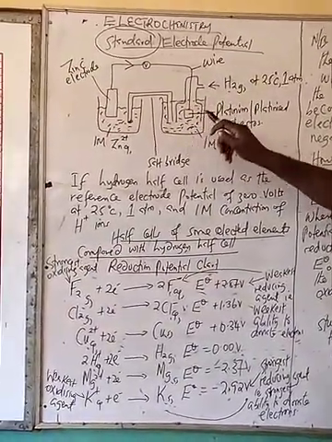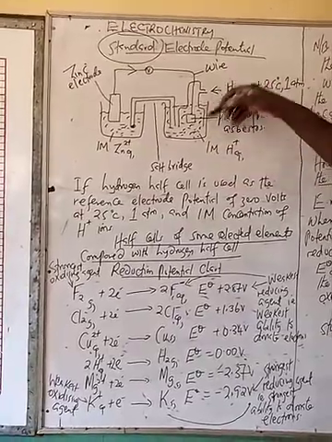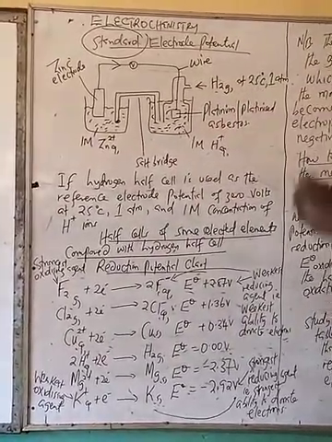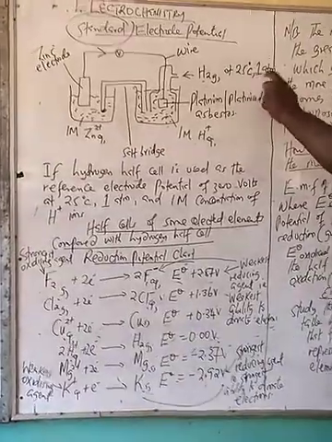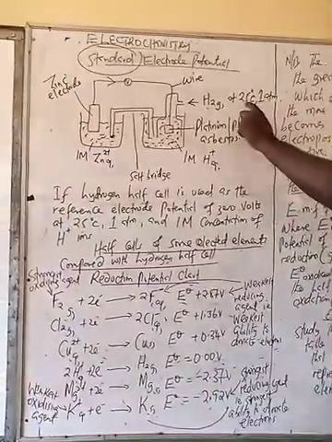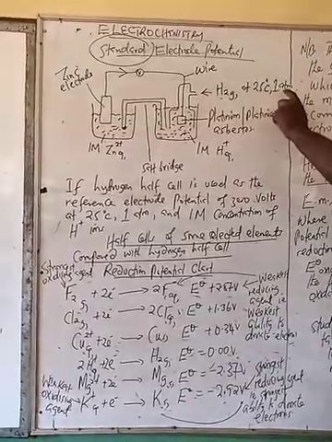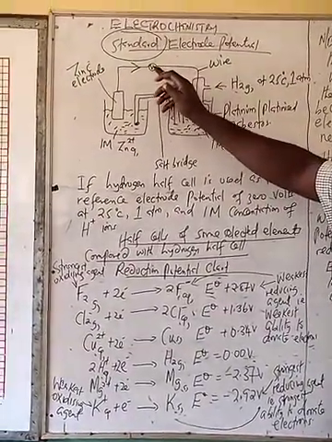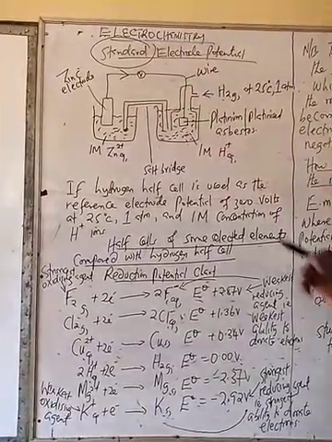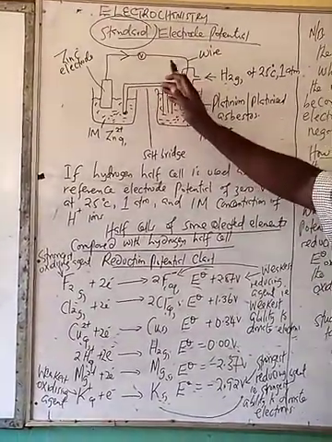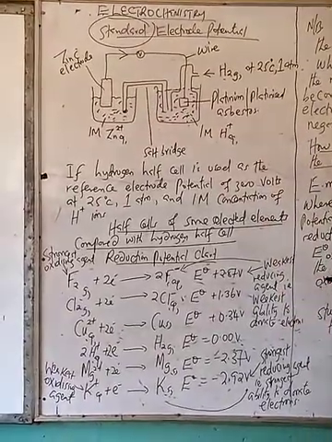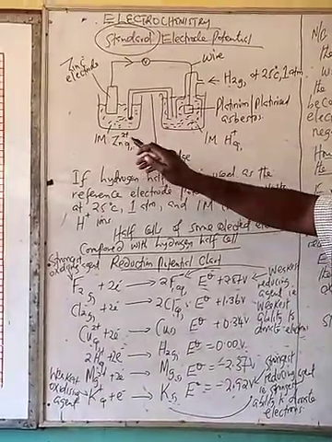The wood is being drawn. Hydrogen is passed through there, and hydrogen must be at standard temperature and pressure. The standard temperature is 25 degrees Celsius. Standard pressure is 1 atmosphere. Then the platinum is connected using a wire through a voltmeter to the second electrode. And zinc is also 1 molar zinc ion.